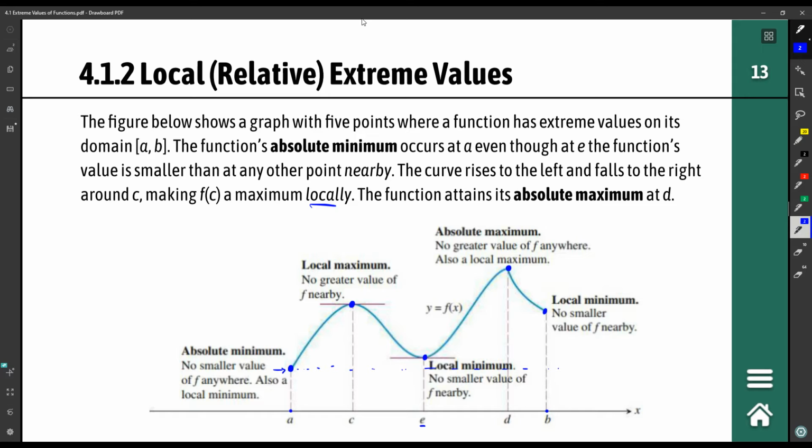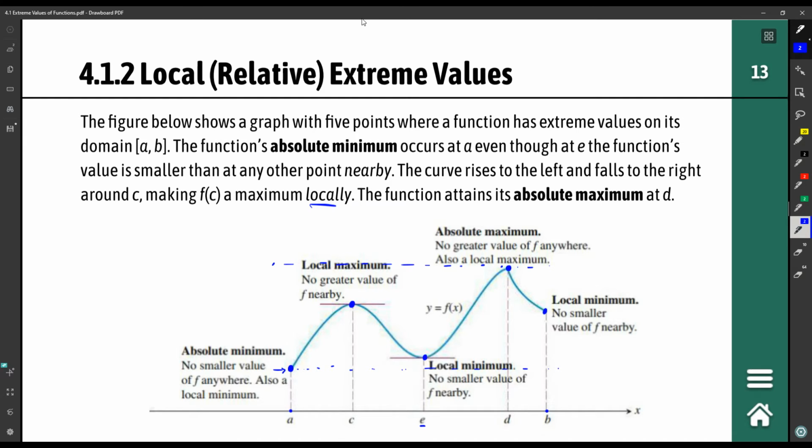They are high points or low points. I like to call them tops of hills and bottoms of valleys in the function's graph, but they may not be the tallest or the highest peak of a hill or the lowest point in a valley. They're just higher or lower than all the points around them. And then this function attains its absolute maximum at the interior point D because there are no other points on this graph that are higher than that y value.